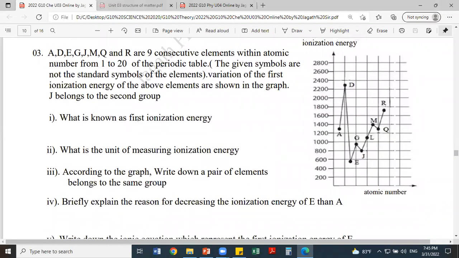Who can tell me? What is the first? Okay, I'll read the definition. You should know the definition of first ionization energy. What is first ionization energy?